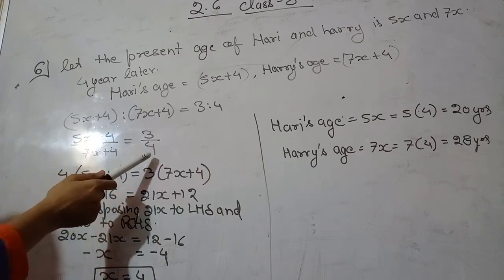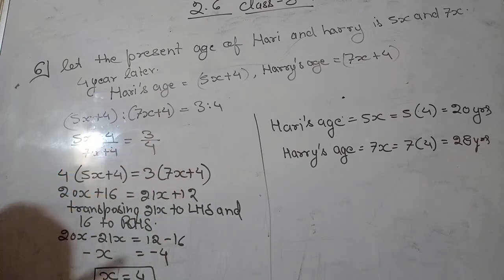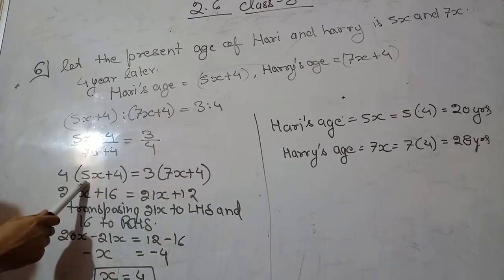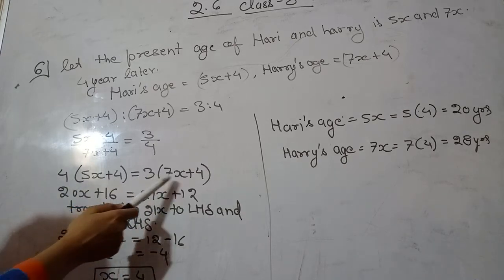That means 5x + 4 has to be multiplied with 4, and 7x + 4 will be multiplied with 3. So what will we get? 4 fives are how much? 20x, and 4 fours are 16. And on this side, 3 sevens are 21 and 3 fours are 12.